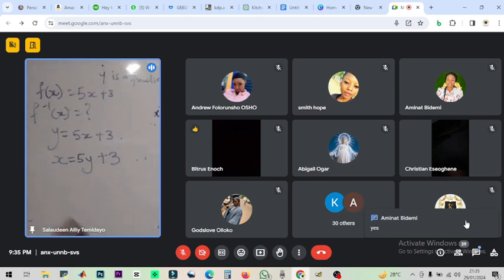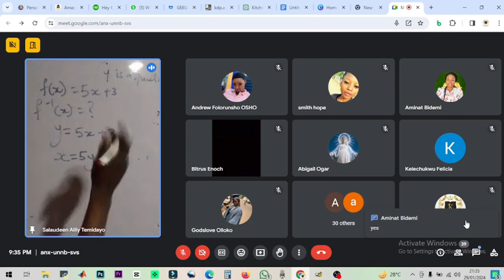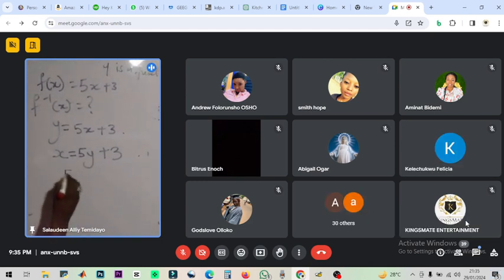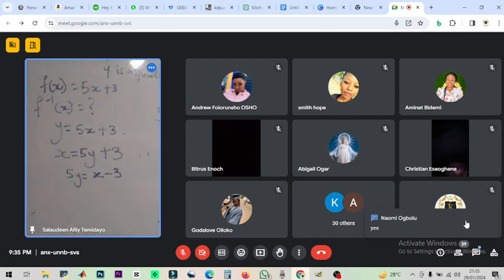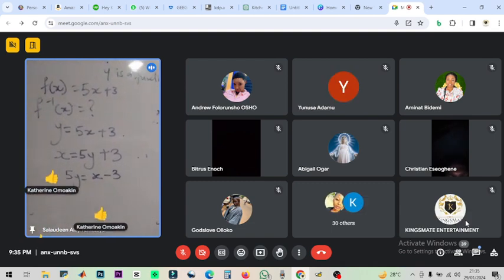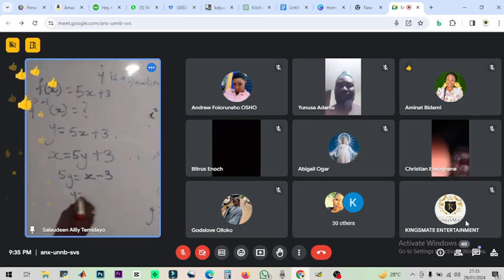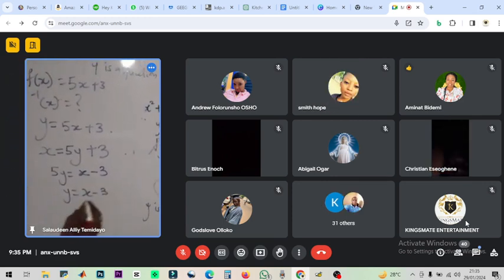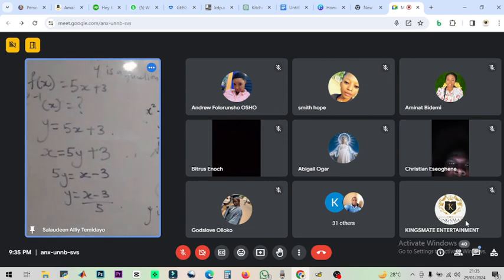Yeah. So now I'm going to make the y the subject again. 5y equals x minus 3. Let me know if we are moving together. 5y equals x minus 3. We can just do what? Divide both sides by 5. So y equals x minus 3 over 5. Right?